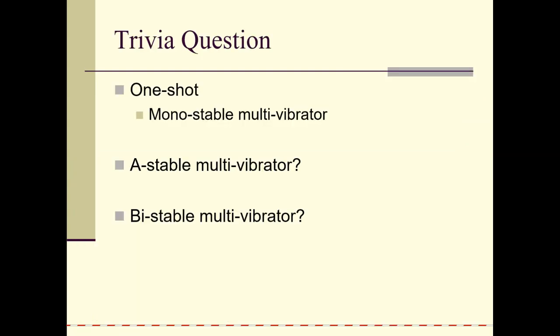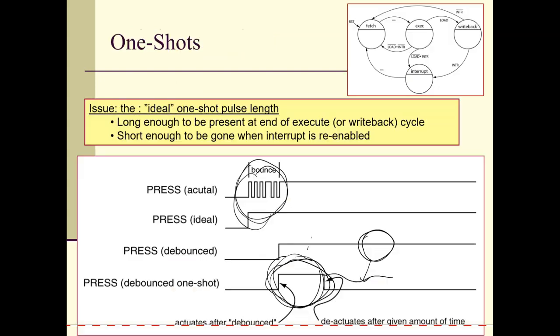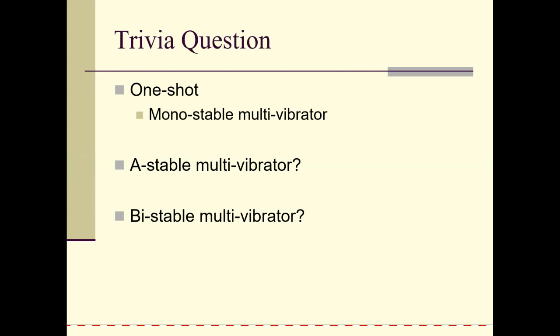So trivia question: a one-shot is known as a monostable multivibrator because it has one stable state, and that's, let's go back here, this state. This state is the stable state. This state is an unstable state. And so what else here? An astable multivibrator is an oscillator, like a clock signal, and a bistable multivibrator is a flip-flop. Remember that for your next interview.